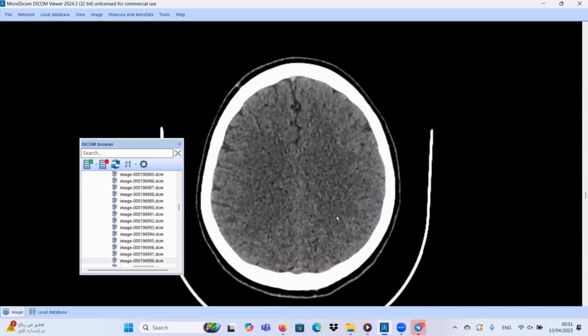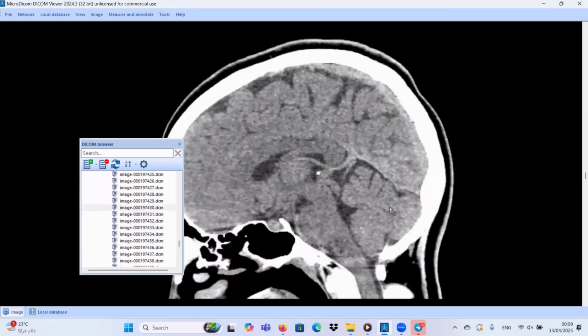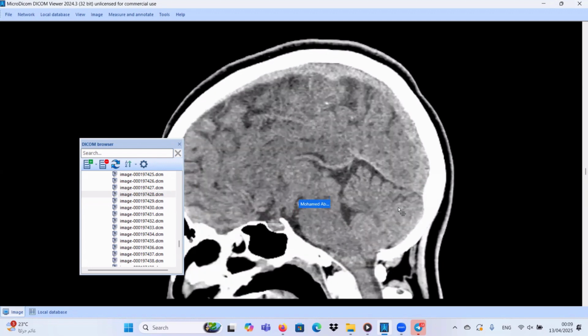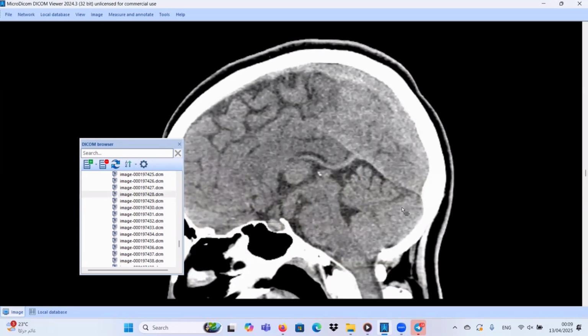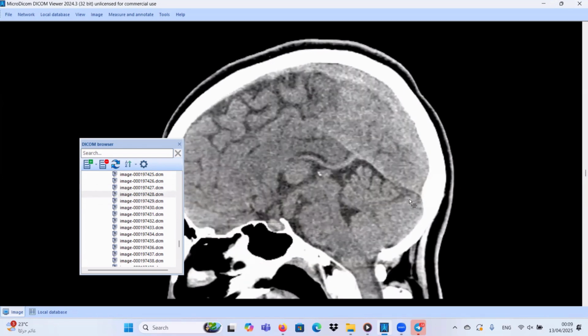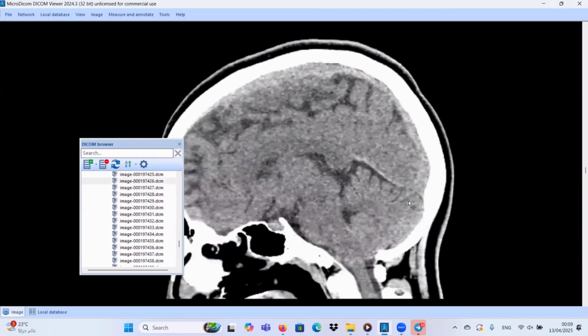Let's reconstruct the image and let us see the sagittal plane. In the sagittal plane of the patient, we have here a pedunculated mass lesion, and this mass lesion is extending inferiorly to the prepontine cistern. This is the pons, and this is the prepontine cistern. The mass doesn't extend to the suprasellar cistern. This is the suprasellar cistern, and the mass lesion is most likely attached to the site of the tuber cinereum or the hypothalamus. So most likely this is a hypothalamic mass.